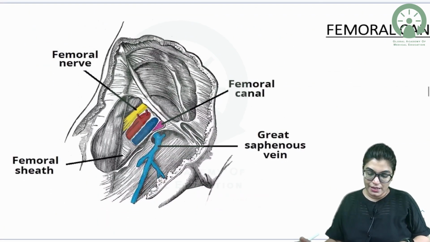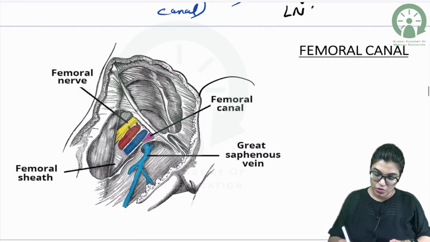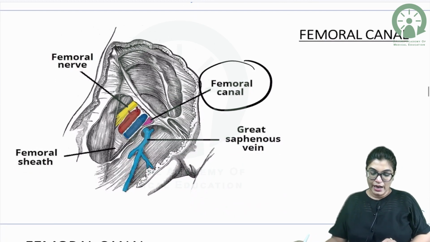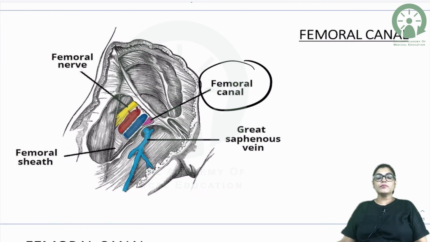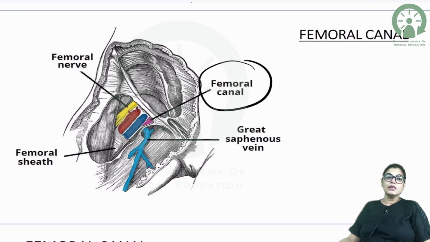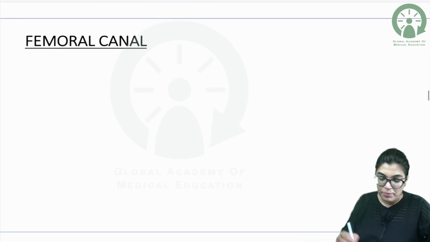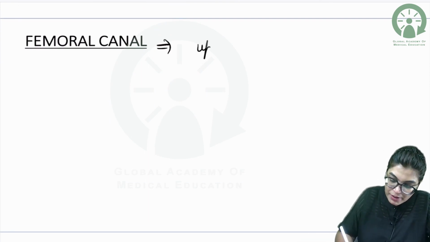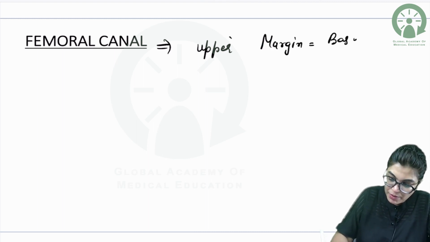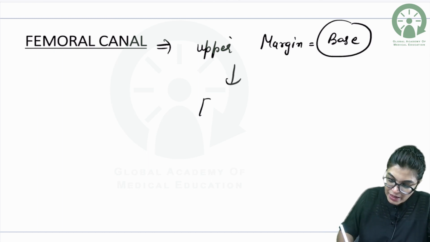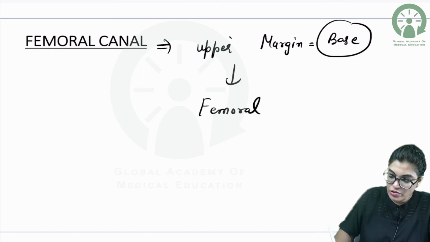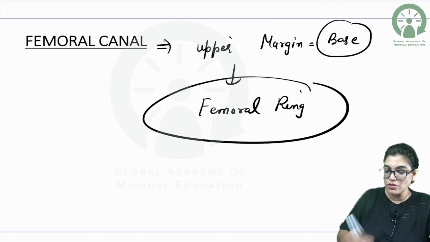So, here you can see the medialmost part of femoral sheath is shown as a femoral canal, and we can see the femoral sheath covering the femoral vessels. Femoral nerve is lying outside the femoral sheath. If I talk about the upper margin of the femoral canal, or you can say the upper base, this is termed as femoral ring, and it is also important to know the boundaries of femoral ring.